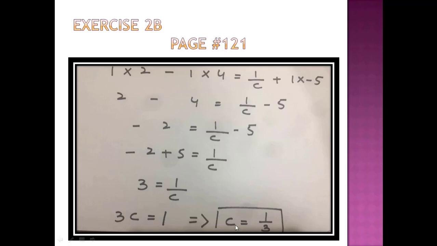Here because we find the value of c, so that's why हमने c को क्या करना है? Alone करना है. We shift 3 over here. So 1 is dividing by 3, so our answer is c is equal to 1 over 3.